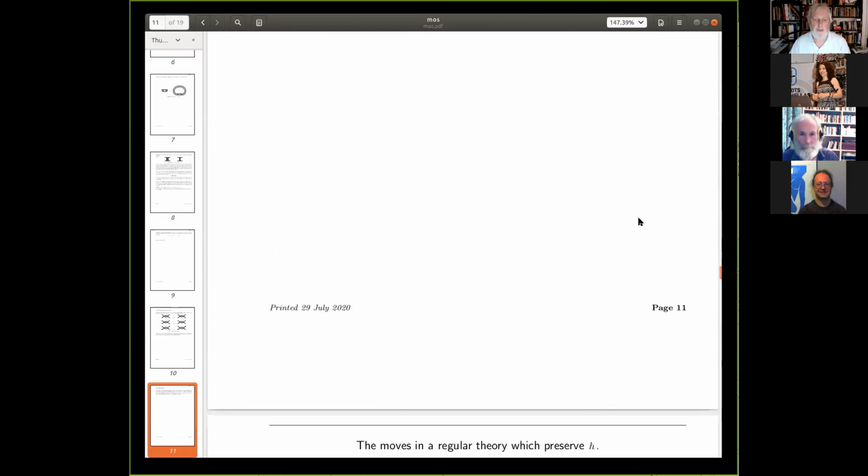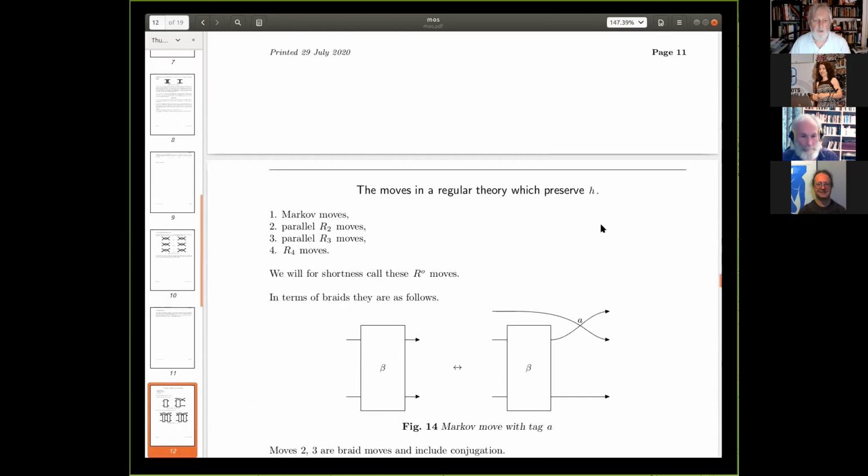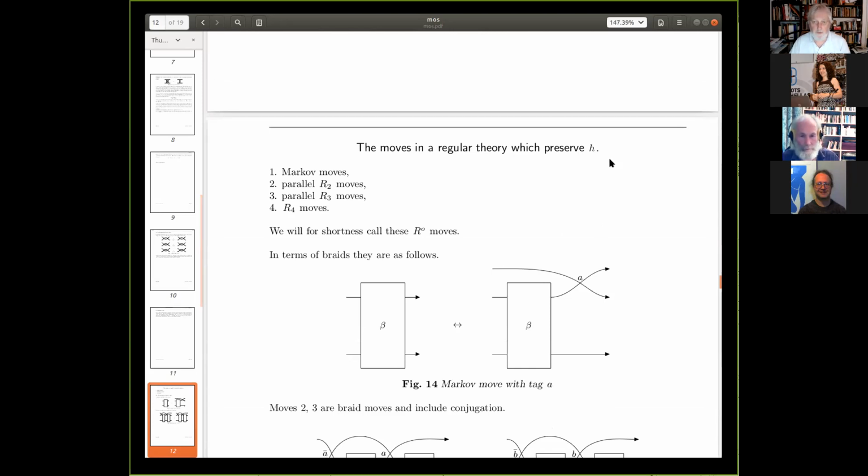Okay, so moves in a regular theory which preserve H. Well, there's the Markov move. Can you quickly remind us of the definition of H, Rod? I must have missed it. H is the number of incoherent cycles. Okay, thank you. The number of cycles which are oriented in opposite directions. So the number of pairs.